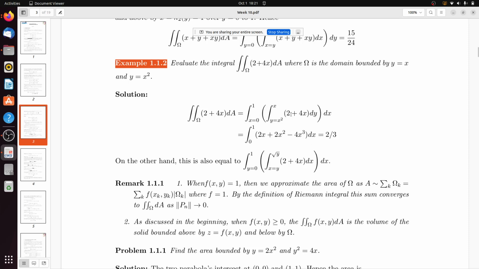Now see, 2 plus 4x dy, and y varies from x square to x. If you integrate 2 plus 4x with respect to y, you will get 2y plus 4xy. Now just first put y equal to x, so 2y plus 4xy will give you 2x plus 4x square. Now you want to subtract the value at y equal to x square, so minus 2x square minus 4 into x into y, and putting y equal to x square, it will be minus 4x cube. So that will be 2x plus 2x square minus 4x cube.